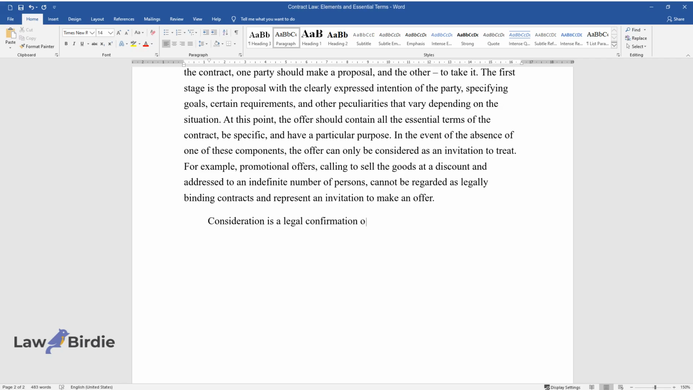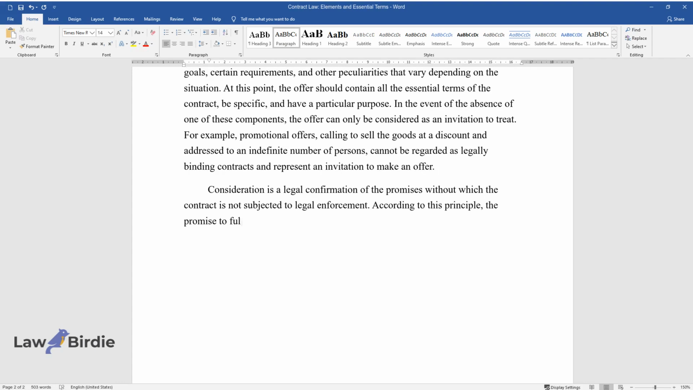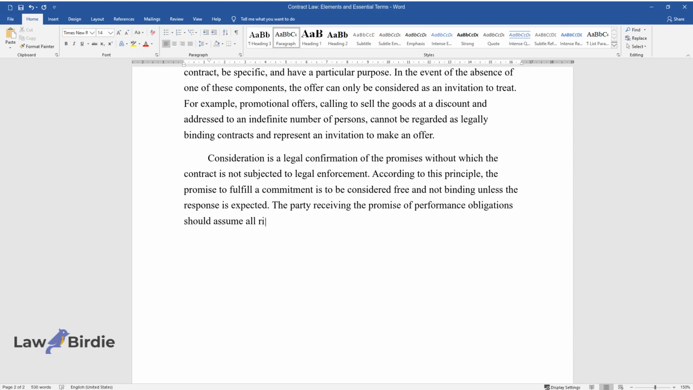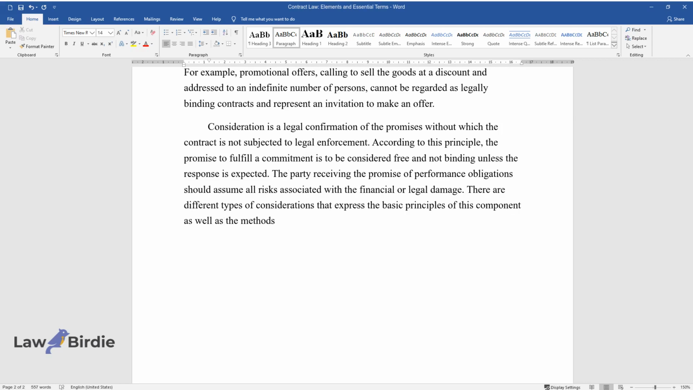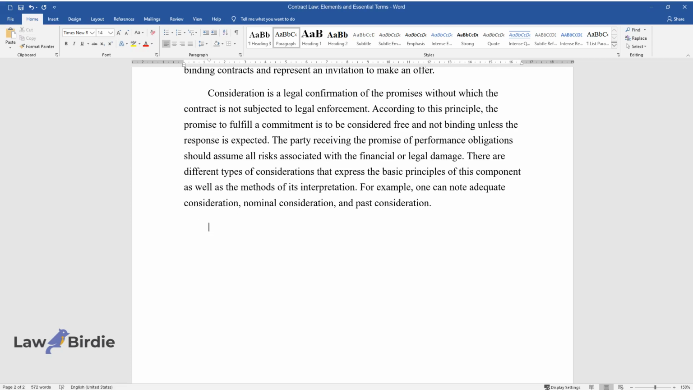Consideration is a legal confirmation of the promises without which the contract is not subjected to legal enforcement. According to this principle, the promise to fulfill a commitment is to be considered free and not binding unless the response is expected. The party receiving the promise of performance obligations should assume all risks associated with the financial or legal damage. There are different types of considerations that express the basic principles of this component as well as the methods of its interpretation. For example, one can note adequate consideration, nominal consideration, and past consideration.